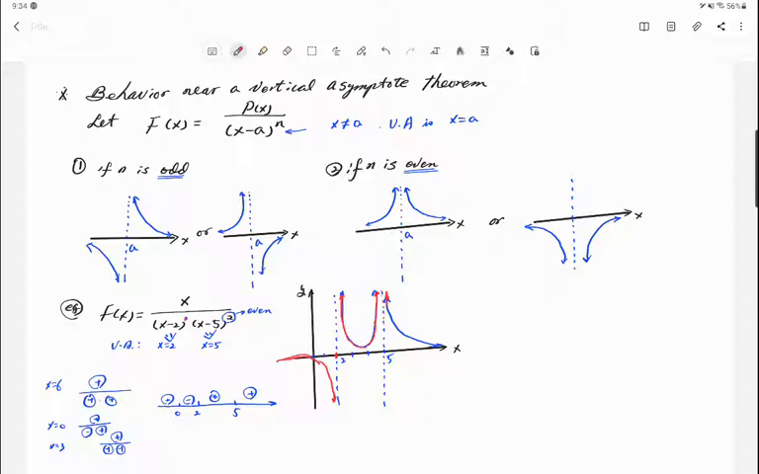The important thing is, when n is even, the graphs are on the same side, either above or below the horizontal line. If n is an odd number, then if one is on the right side, above, the other one is below. If one is on the left, above, then the other one is below, under the horizontal line.